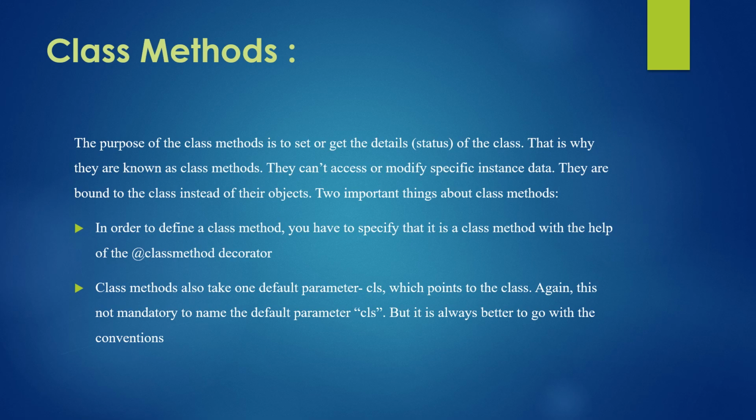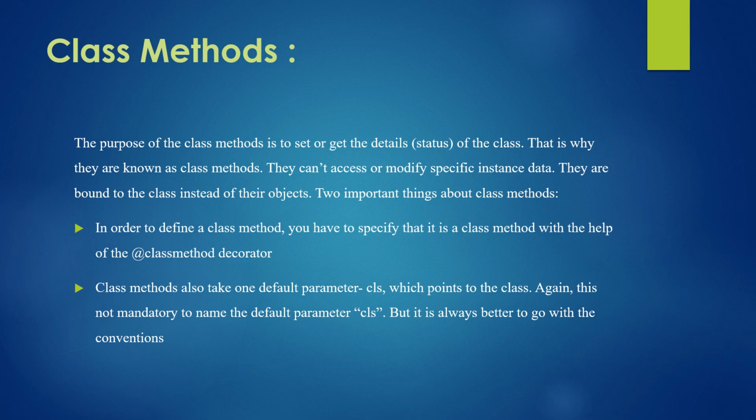Now we will discuss the second type of method, that is the class method. The purpose of the class method is to set or get the details of the class. That is why they are known as class methods. They can't access or modify specific instance data. They are bound to the class instead of their objects. Two important things about class methods.